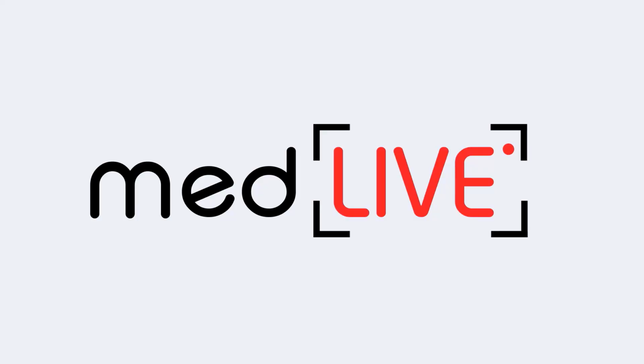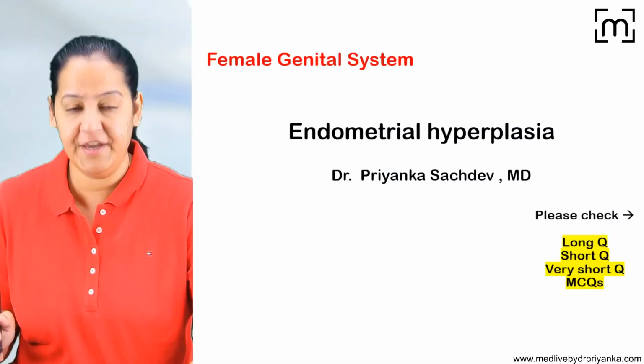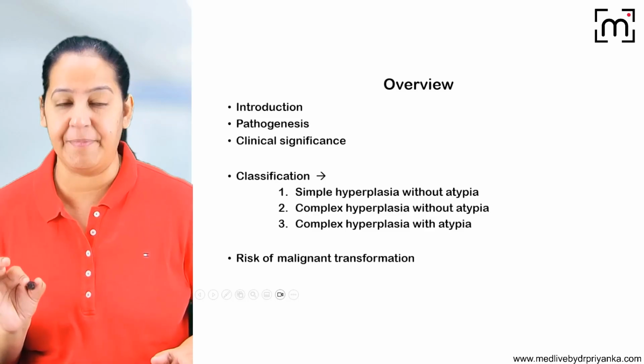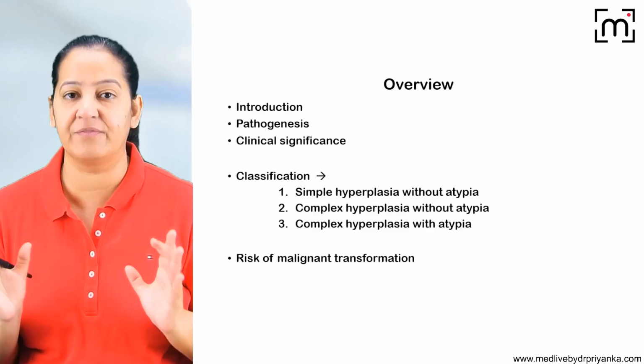But rarely you can get a long question on overall endometrial hyperplasia, so you have to write down the histopathology of all three types. Here you can see we are starting it. Before understanding endometrial hyperplasia, you must understand the three layers of the uterus.